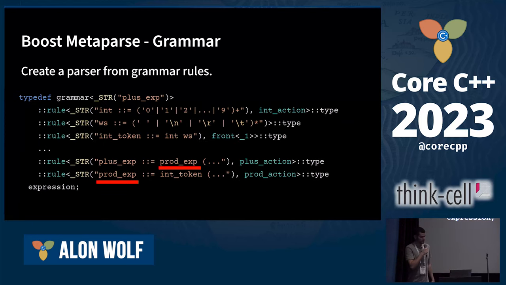We can also create grammar from grammar rules like this. Notice here at the bottom that we have a plus expression that uses a prod expression in its body, but the prod expression is only defined later. This is possible because the parsing of the string of the macros and the lookup of the names happens only when the user tries to use the grammar.